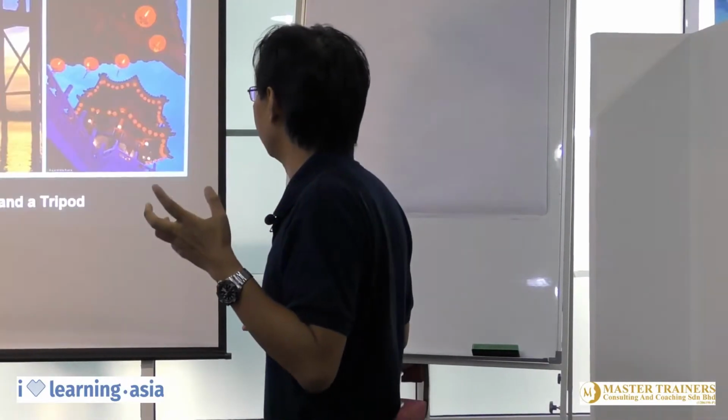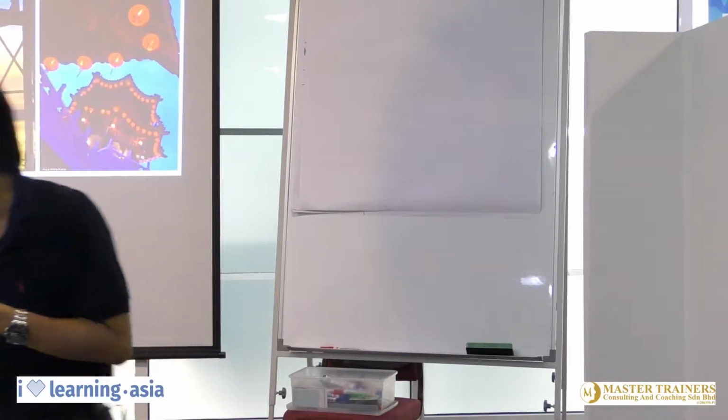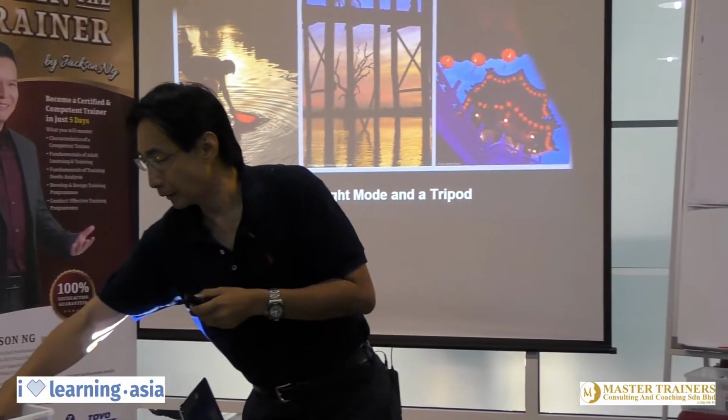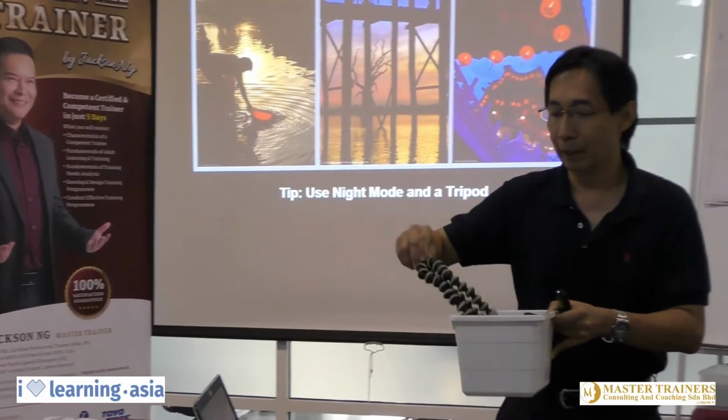The other tip that I can give you is that when you are using night mode or longer exposure, there will be a chance of blur. So what you want to do is to use tripods. You can have tripods like this, yes, to stabilize your shots.